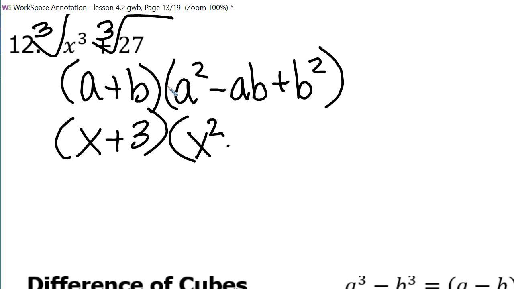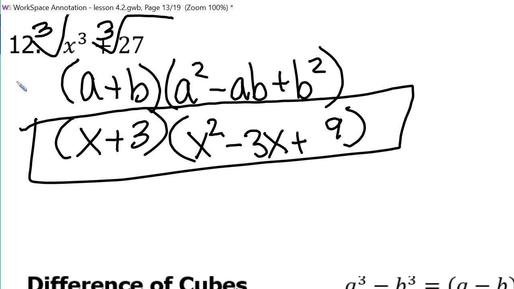AB means a times b. So I need to multiply x times 3, and that gives me 3x. And the formula shows this should be a minus 3x. And the formula also shows that the last term should be a plus. Now I need to take the b value and square it. So if b is 3, what is 3 squared? 9. So our answer for the binomial is x plus 3. For the trinomial, it's x squared minus 3x plus 9.